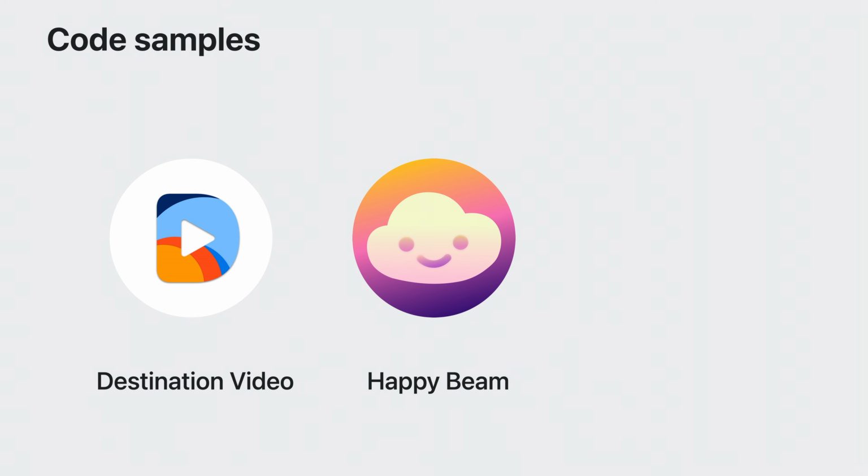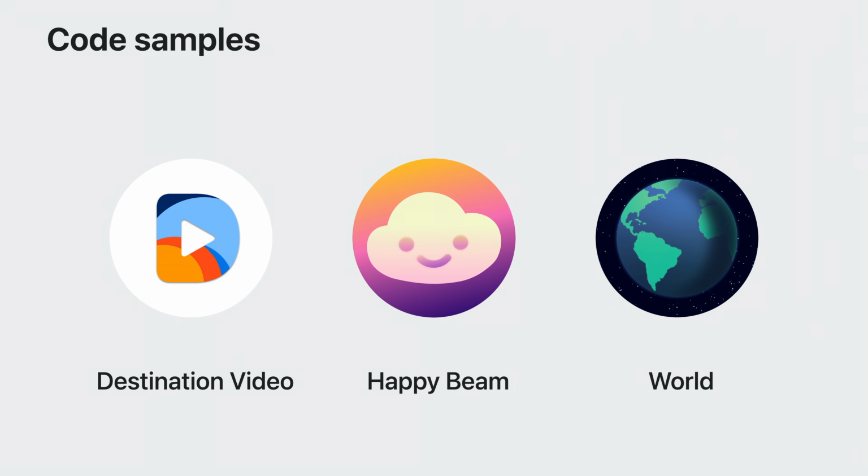HappyBeam is an example how you can create a game that leverages an immersive space, including custom hand gestures, to create a fun game with friends. And Hello World shows how to transition between different visual modes with a 3D globe. Christopher will talk more in detail about Hello World later.